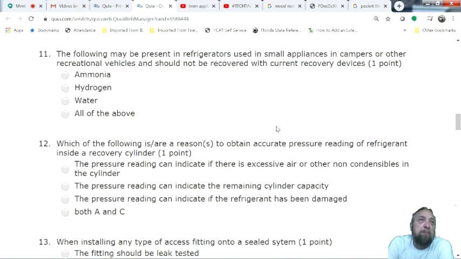The fluid may be present in refrigerators used in small appliances, campers, or other recreational vehicles and should not be recovered. What do you think the answer is? All of the above. It could have any of those, and you wouldn't use your recovery machine on any of them, please.